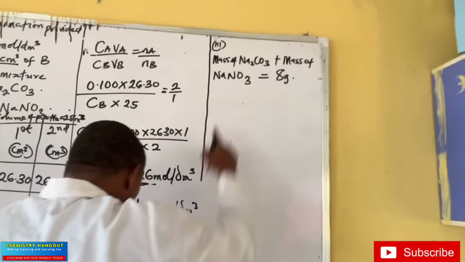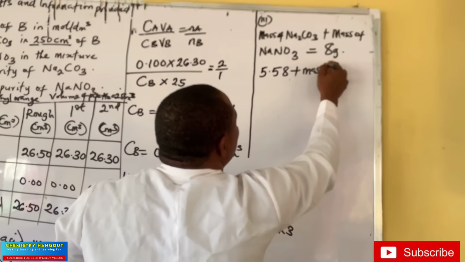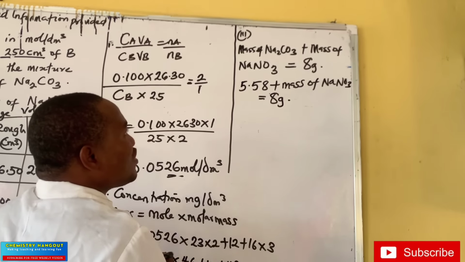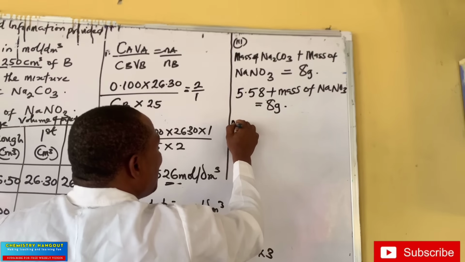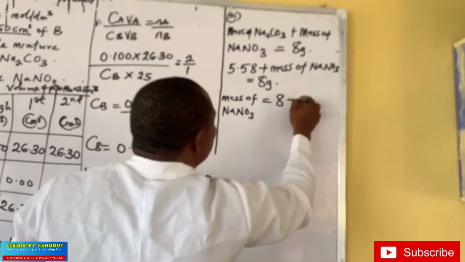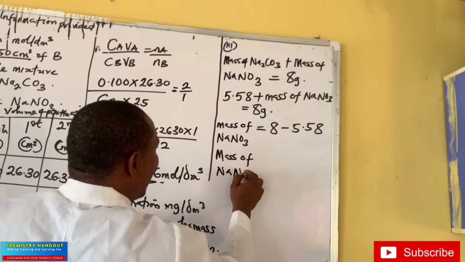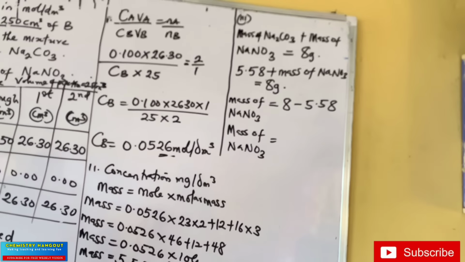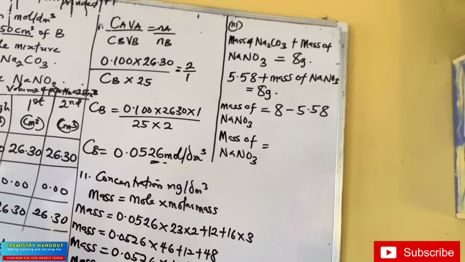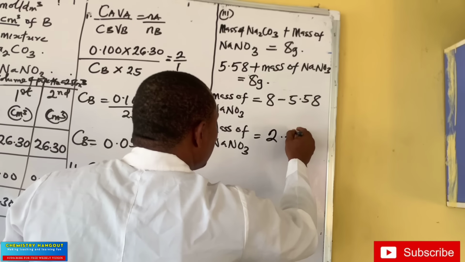So mass of Na2CO3 is 5.58. So we have 5.58 plus mass of NaNO3 is equal to 8 grams. Is that not so? So I can take 5.58 to the other side. So I have mass of NaNO3 will be 8 minus 5.58. Did you see that now? So mass of NaNO3 is equal to 8 minus 5.58. That's giving me 2.42 grams. So mass of NaNO3 in this is 2.42 grams.